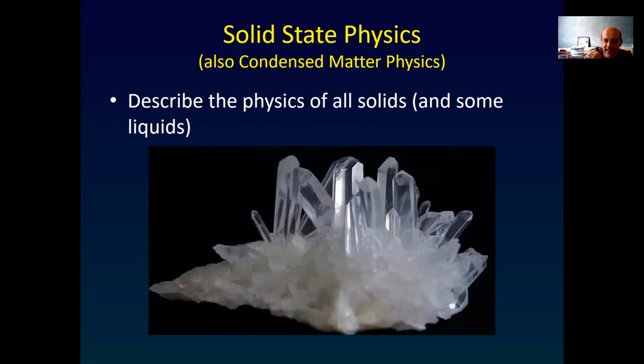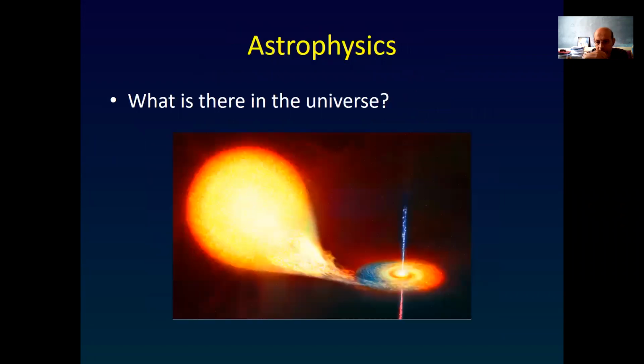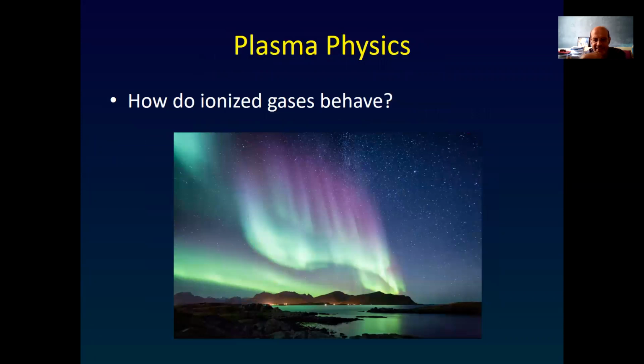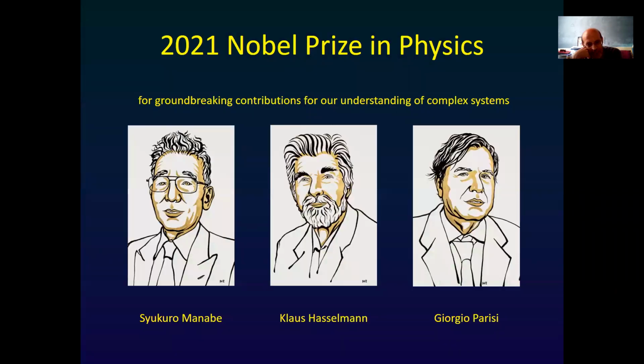Yeah, as I said, solid state physics is about the description of the properties of solids. Astrophysics is about what is there in the universe, the black holes and the red giants and all the other things. Plasma physics is about the behavior of ionized gases, essentially, but there are lots of individual applications. Yeah, that's the last thing. I don't think that there's another thing in here.